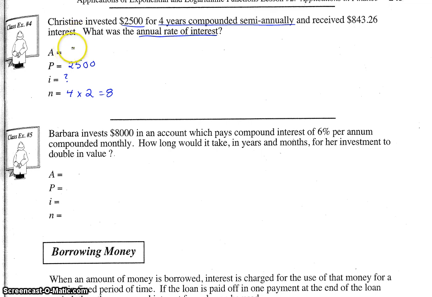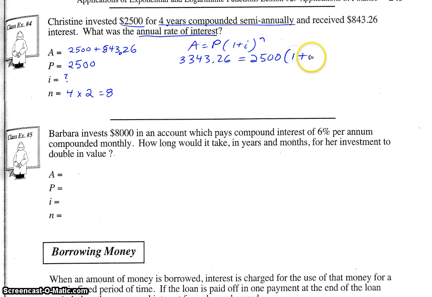So A would actually be 2,500 plus the 843.26, not just the 843, because that's only the amount of interest that you earned. She still got the 2,500 in there as well. So let's set it up in our formula. Alrighty, so A is going to be 3343.26. I added the 2,500 and 800 and some, equals P, 2,500, and then 1 plus I to the exponent of 8. Now our goal here this time is to solve for I.